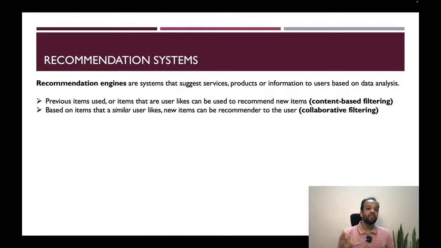So this is called collaborative filtering, right? Based on items that a similar user likes, new items can be recommended to the user. So here you're not looking at item-based attributes. You're not looking at the previous purchase history or the like and dislike history of a particular user. What you're looking at is, did a similar user like a particular item? If so, I should also recommend that item to this new user. So it's a collaborative approach where the similarity is focused on what items similar users like, right?